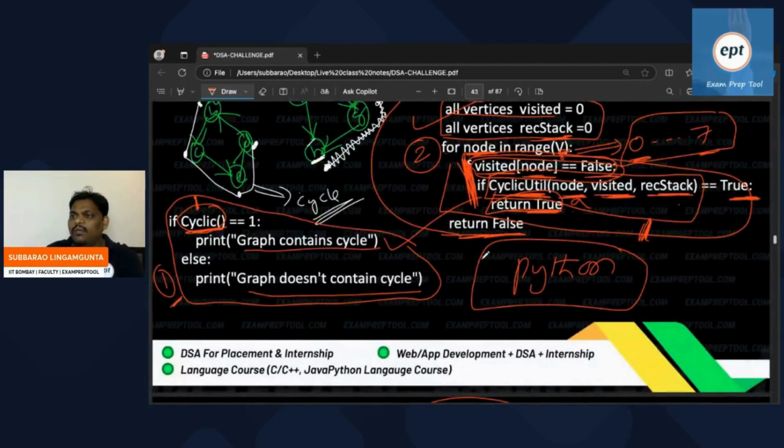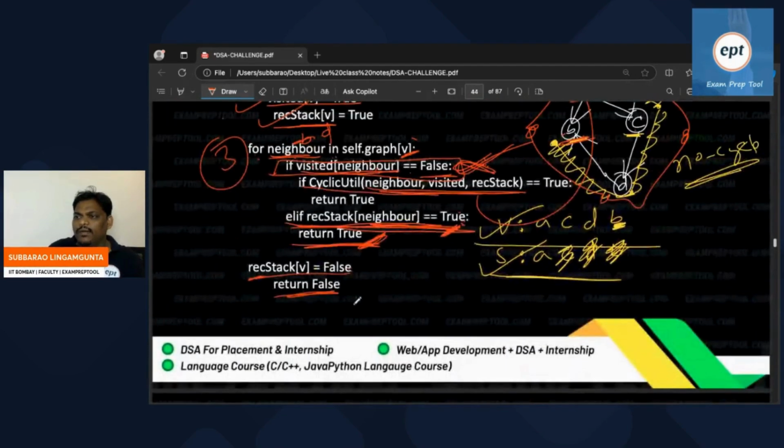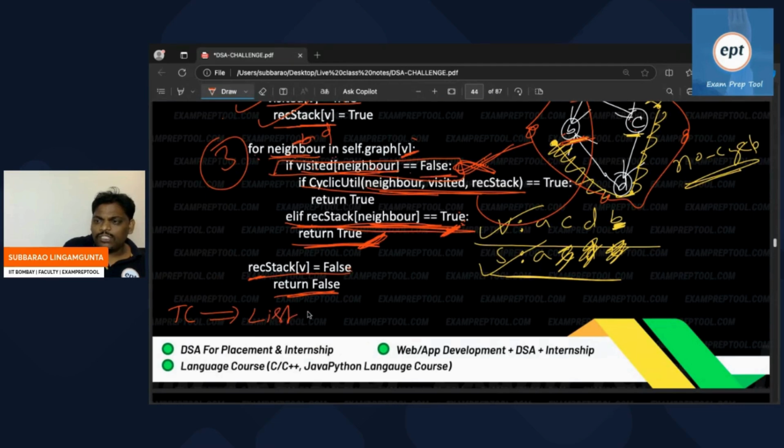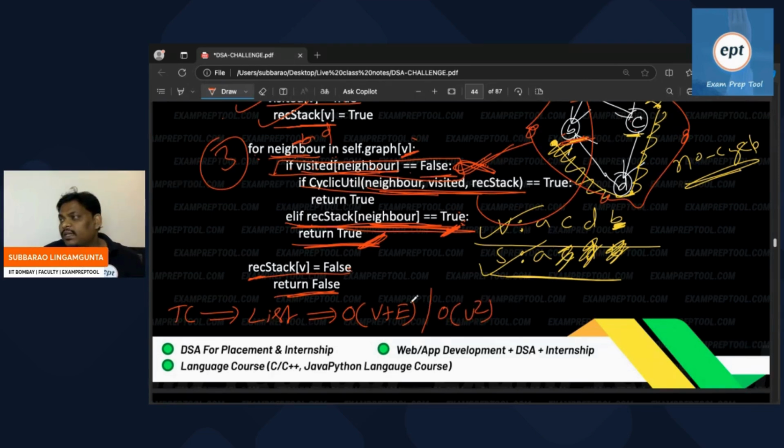So I'm writing now the time complexity of this program. If adjacency list, order of V plus E. If it is a matrix, order of V square. It depends on how you represent the graph: by list, V plus E time; by matrix, order of V square. What about space complexity? Extra array space. Two arrays I am taking, the visited array and the stack array. V plus V, 2V, which is nothing but order of V. That is the answer for this.